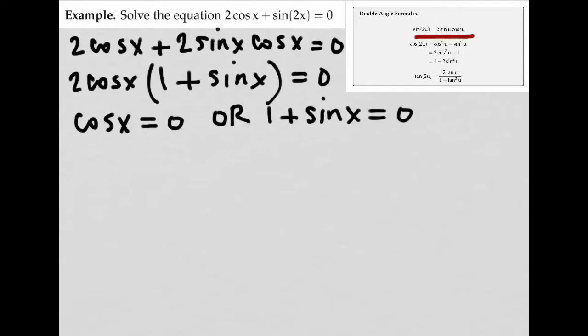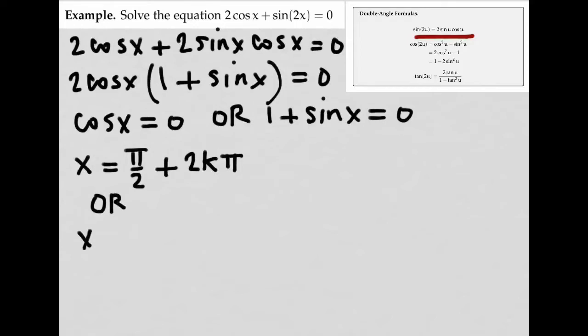So if cosine x equals 0, x must be pi over 2 plus 2k pi, where k is an integer, or x is equal to 3 pi over 2 plus 2k pi. K is an integer.